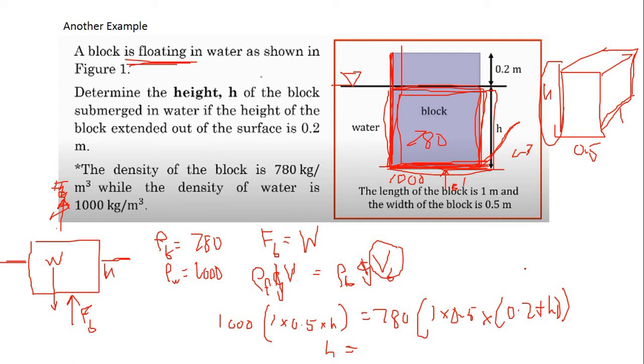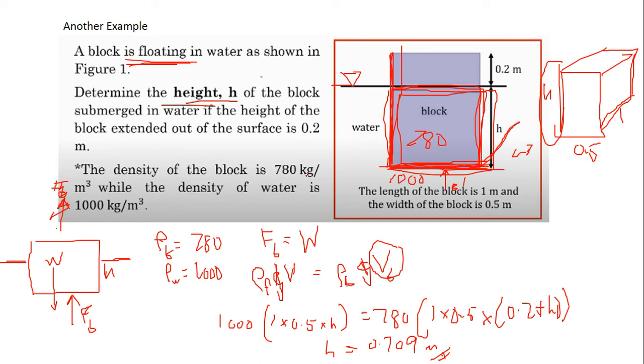Have you got it? It's just mathematics. 0.709, sir. Does anyone get the same? Same. So this is your answer for H. It asks to determine the height H. So this is your answer, 0.70509 meter. Easy, right? I'm not too worried about this topic.